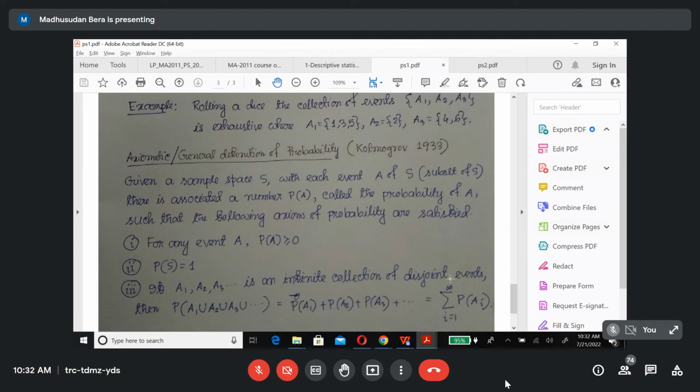This is called the axiomatic or general definition of probability. You have to remember this one. Using these three properties, we will find P of A union B is P(A) plus P(B) minus P of A intersection B. Then what is P of A complement? 1 minus P(A). Only using those definitions we will find all such results. Okay, so is the axiomatic definition clear?